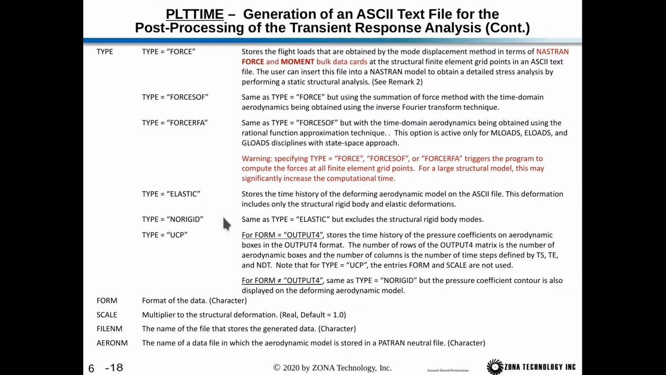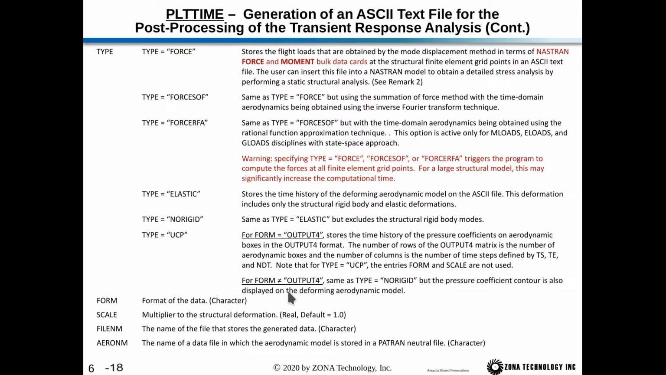Type no rigid is the same as elastic, but it excludes the rigid body modes. So this could make for a nicer animation if one of your rigid body modes is not stable. Next we have type UCP to plot the unsteady CP. So if the form, which is the next field, equals output 4, then this stores the time history of the pressure coefficients on the aerodynamic boxes in the output 4 format. Now the number of rows in the output 4 matrix is the number of aerodynamic boxes, and the number of columns is the number of time steps.